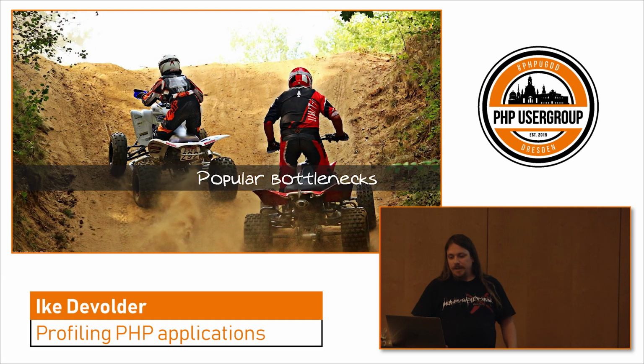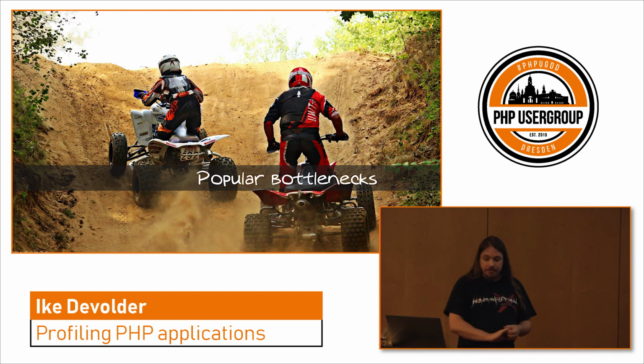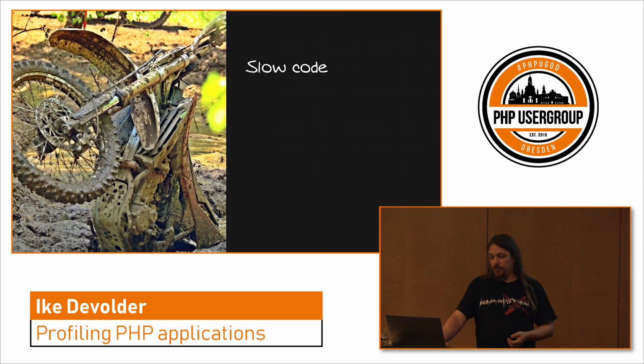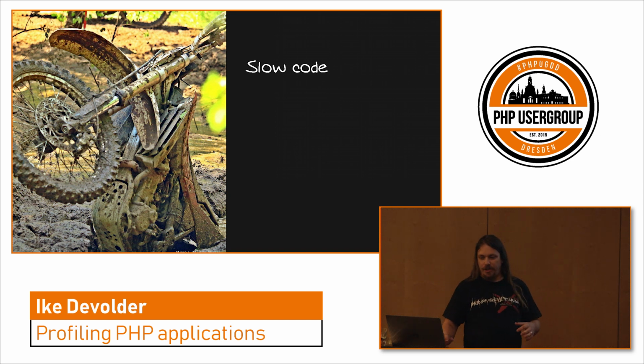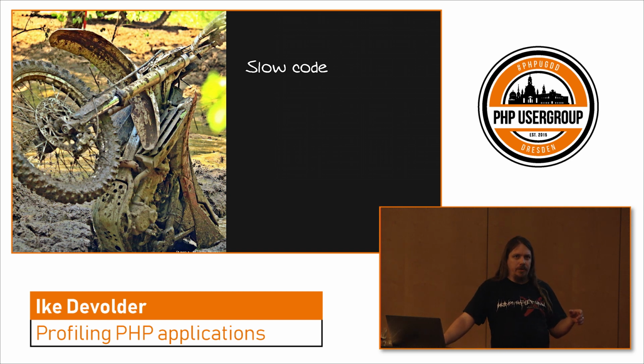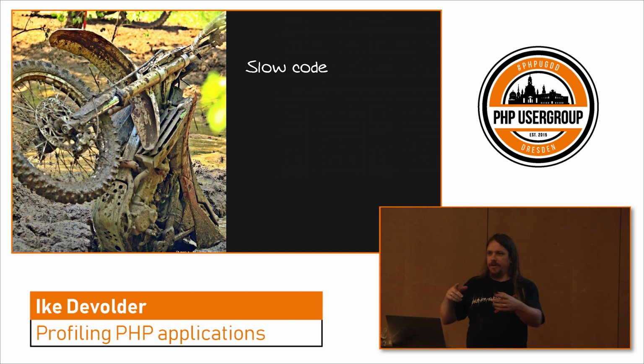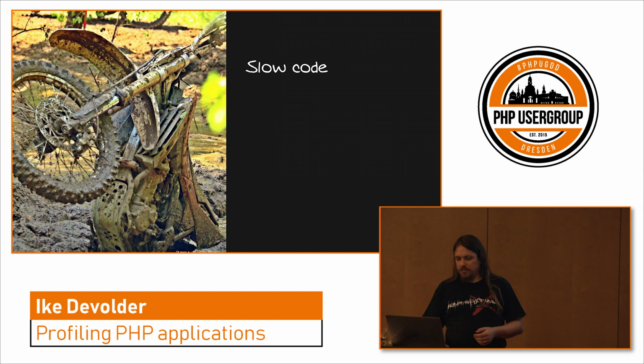Yes, we're back. So we have some popular bottlenecks. I've shown you slow code. But there are other examples of really insane code. Like I saw something generating pi to 200,000 decimal places. So it's insane.